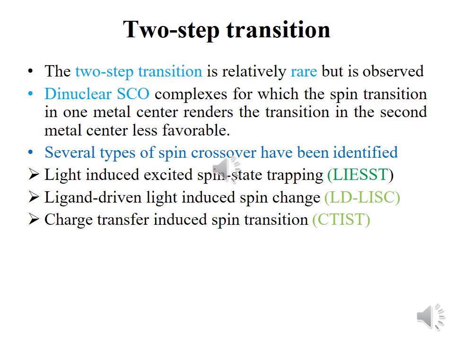The first type is light induced excited spin state trapping. It is due to the presence of the light stimulus. Due to the light, the spin state of a complex is changed. In the second, ligand driven light induced spin change, the light changes the ligands and then the phenomenon of spin crossover takes place.